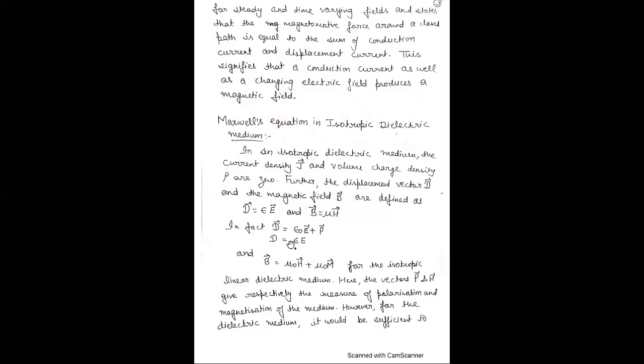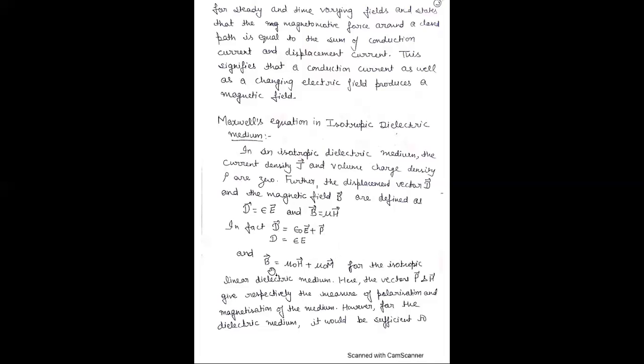And D is also equal to epsilon E, because epsilon naught is replaced by epsilon and E is the same E. And P is equal to 0. P is the polarization, because if there is no current or no charge, therefore the polarization is 0 in the case of an isotropic dielectric medium, because P is equal to minus divergence rho. If rho is 0, it means P is equal to 0.